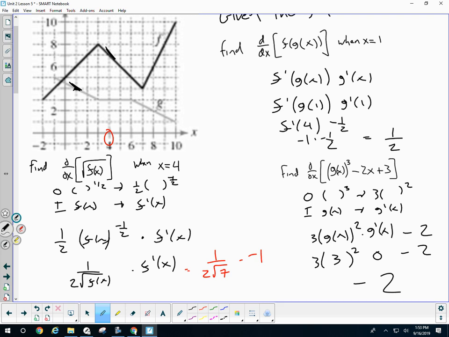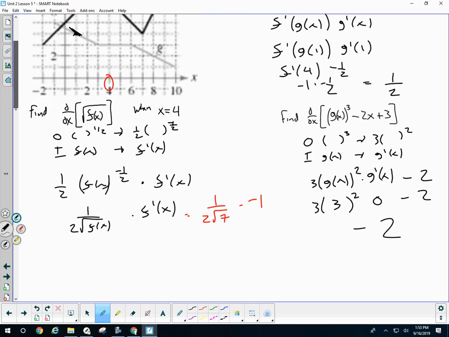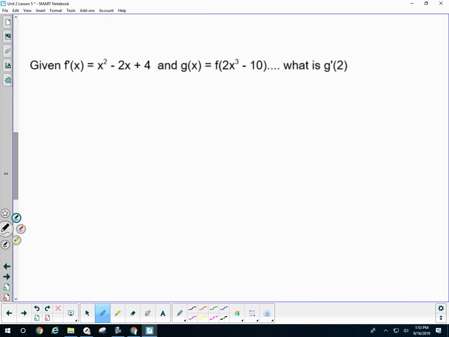Okay, so that's table problems with the chain rule, keeping in mind the O's and the I's. A couple extra problems. Composition like this. What is g prime of 2? G is f of 2x cubed minus 10. What is g prime of 2? So I want to take the derivative of this to get g prime. To take the derivative of this piece, keep your O's and your I's together. The outside is f of, the inside is 2x cubed minus 10.